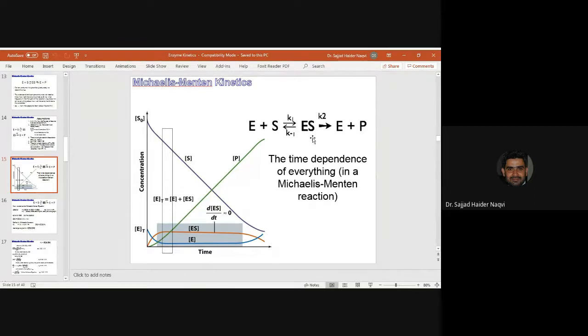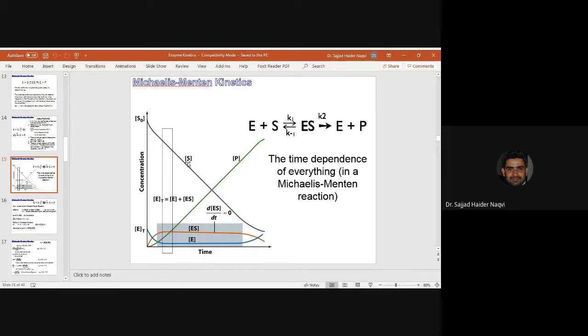And this is the equation that we have been discussing since last class, that enzyme and substrate combine to form enzyme substrate complex. This is a reversible reaction, so it can dissociate back to enzyme and substrate. Their constants are K1 and K minus 1. While in other case, the enzyme substrate complex can further dissociate into enzyme and product, and the constant for that is the K2. So the time dependence of everything is the key in Michaelis-Menten kinetics.